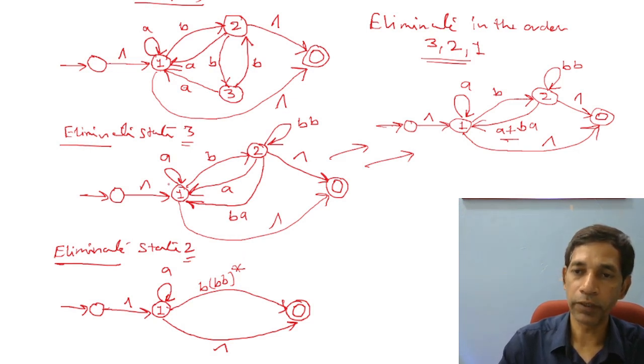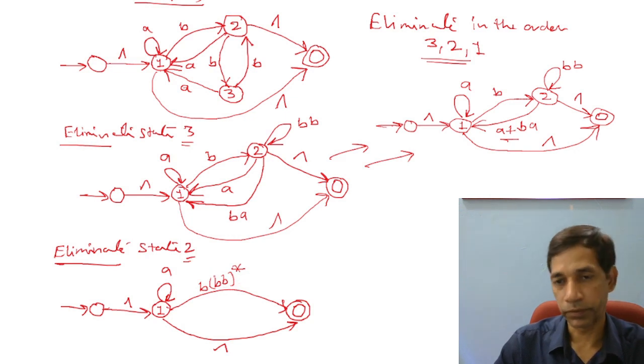Then you have to concatenate with null. So once you concatenate BB clean star and null, the result is the same, BB whole clean star. So you have the edge from 1 to the final state: B BB clean star and then the final state.